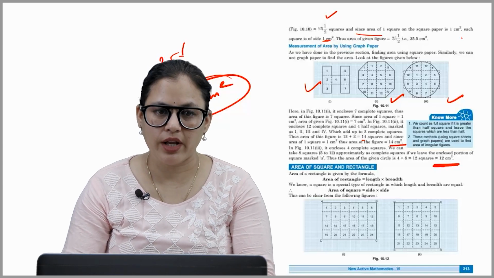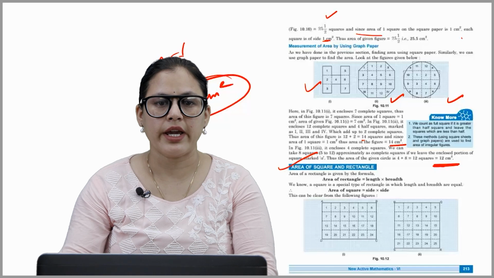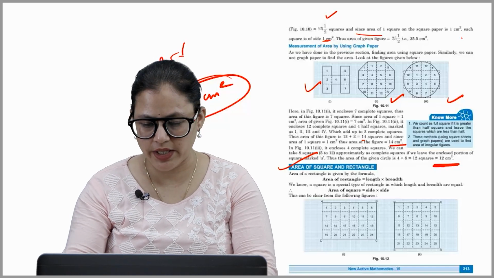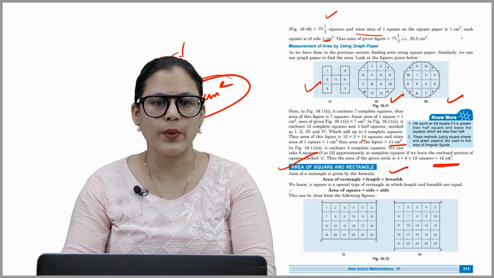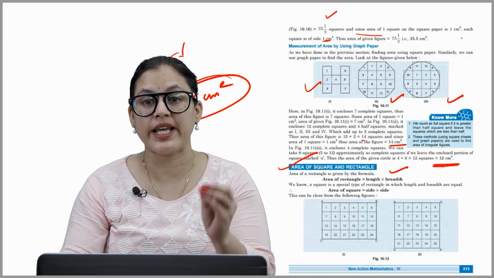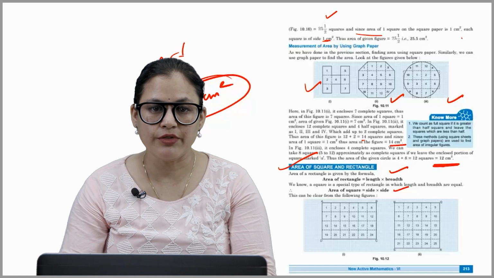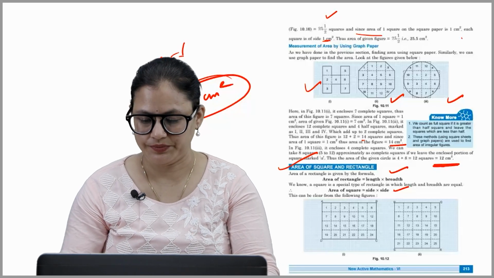Okay, and now area of a square and rectangle. Area of a rectangle is given by the formula: area of rectangle is equal to length into breadth. We know a square is a special type of rectangle in which length and breadth are equal. So, area of a square is equal to side into side. This can be clear from the following figures.